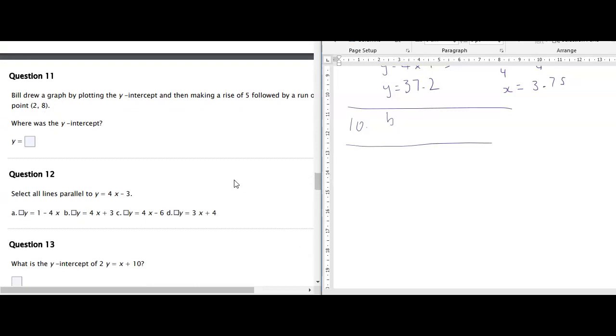Okay, question number 11. Bill drew a graph by plotting the y-intercept and then making a rise of 5 followed by a run of 2 to the point (2, 8). Where was the y-intercept? Okay, let me just think about this one. So it's a rise of 5 and a run of 2, wasn't it? So that's your gradient. Gradient is rise over run, which is 5 over 2, to the point (2, 8).